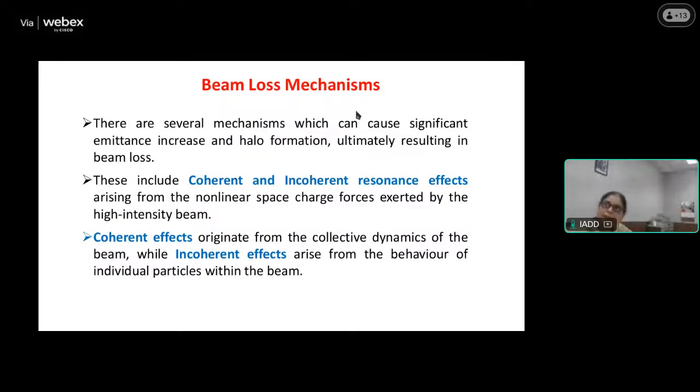So there are several beam loss mechanisms which can cause these beam halos, resulting in beam loss. Out of these, what we have studied here is the coherent and incoherent resonance effects arising from the nonlinear space charge forces exerted by a high intensity beam. Coherent effects originate from the collective dynamics of the beam. That means the beam as a whole goes into resonance, or some sort of instability is excited. Whereas incoherent effects refer to the behavior of individual particles within the beam.